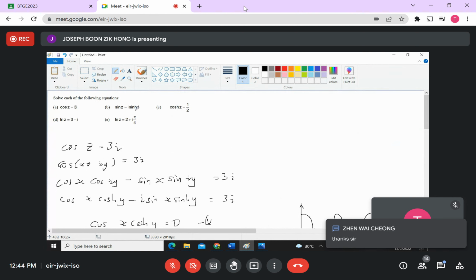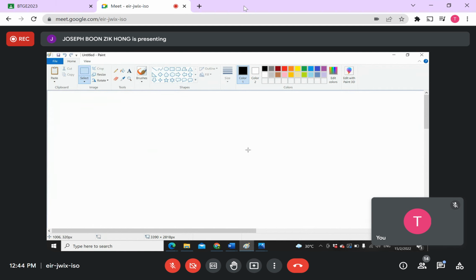Second, sin z is equal to, I think I need to open a new one. Okay, sin z is equal to i sinh 1. So again, I will try to expand this one. So I will have sin A cos B plus cos A sin B, is equal to i sinh of 1.